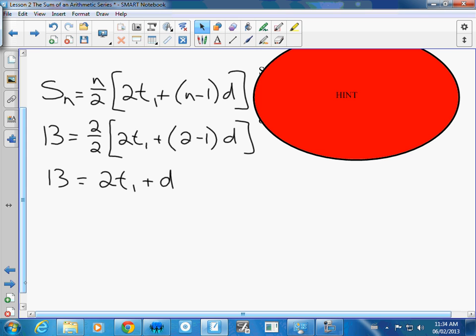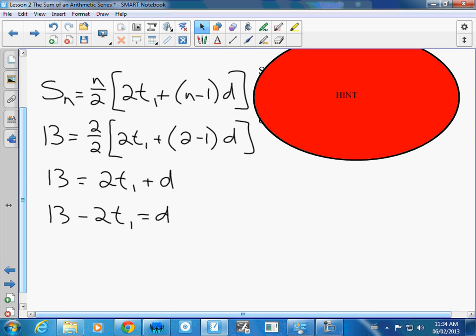Okay, so look at this for a sec. Can I rearrange this so it's equal to d? Can I make d equal to something? Basically, what am I doing? Moving the 2t1 to the other side. It's positive, so when I move it to the other side, it becomes negative. You know that. So we end up with 13 minus 2t1 equals d. So in that equation, d is by itself. So far so good?